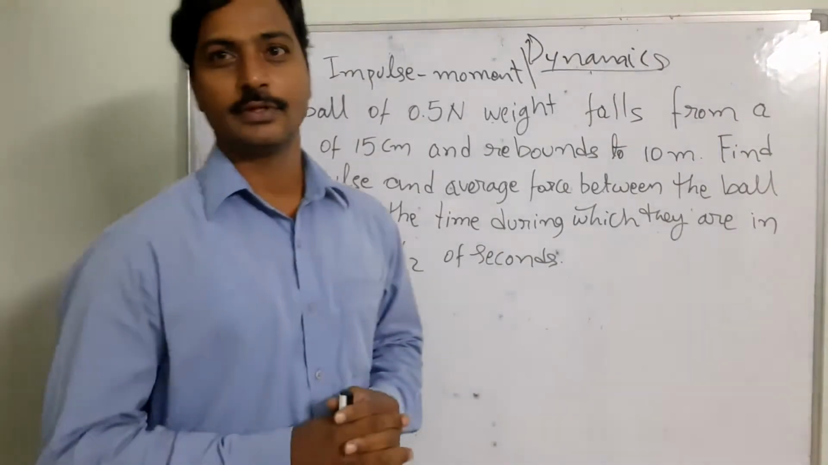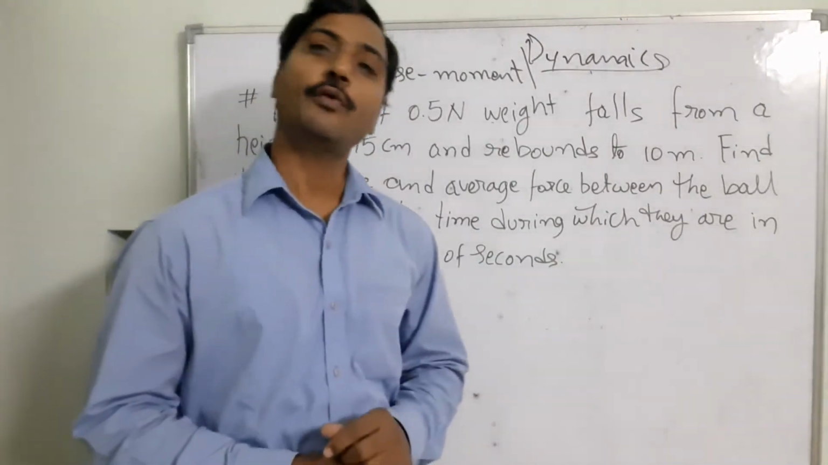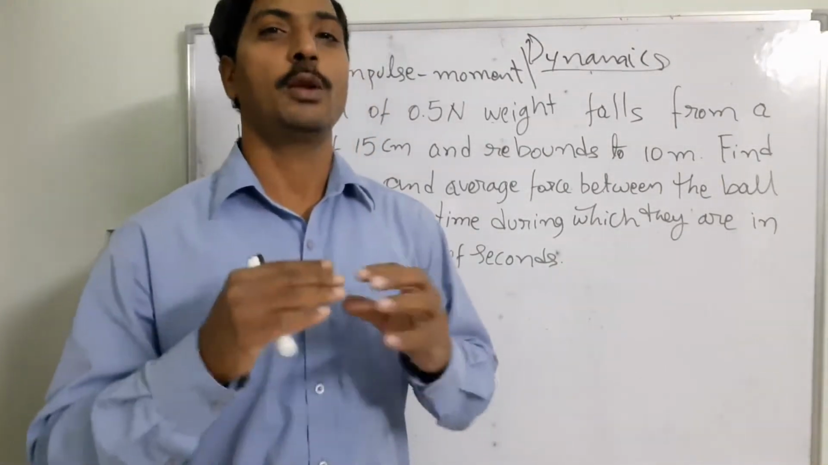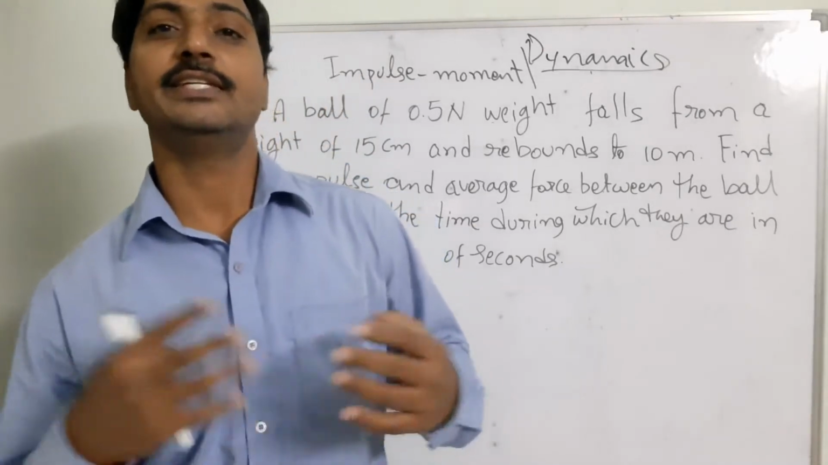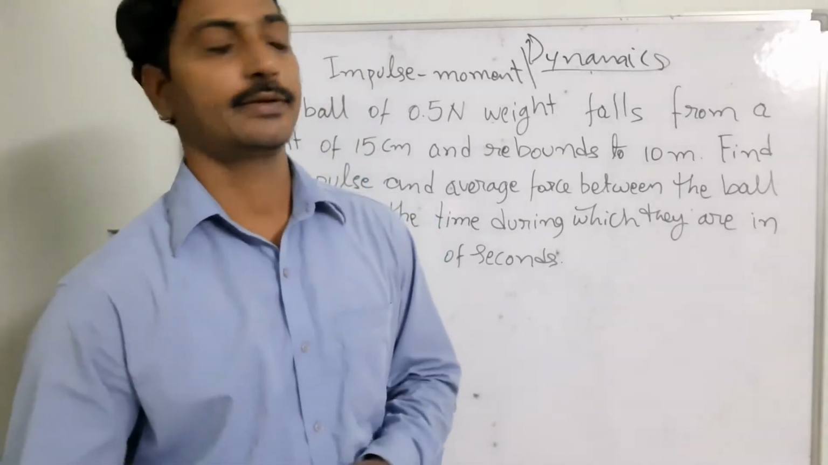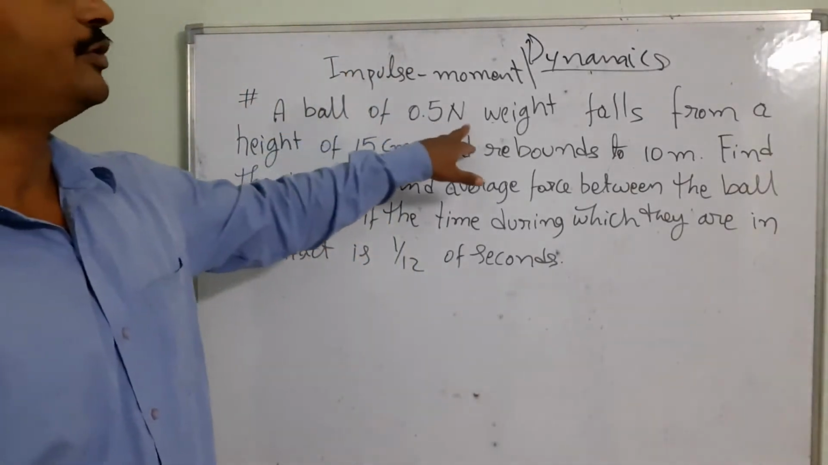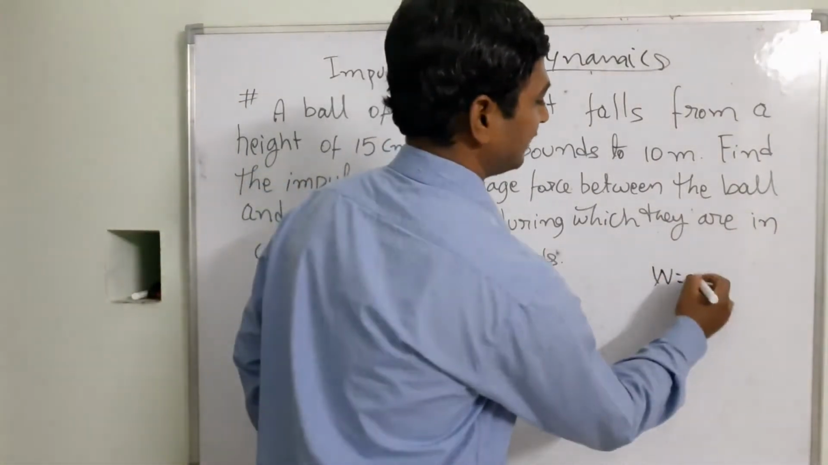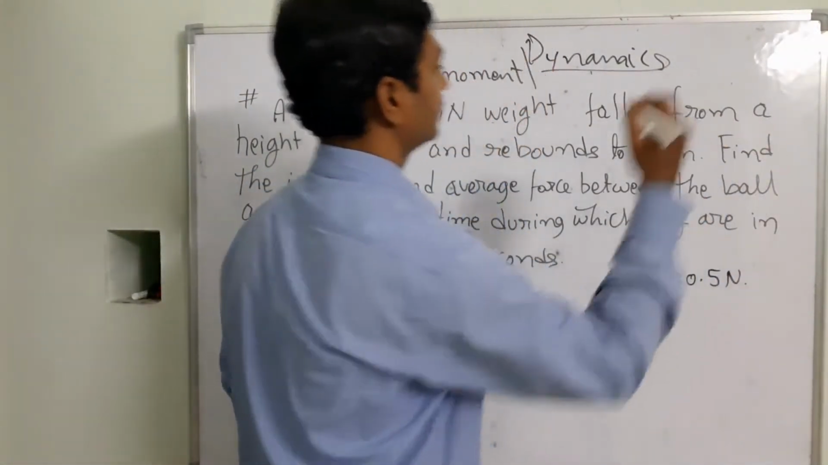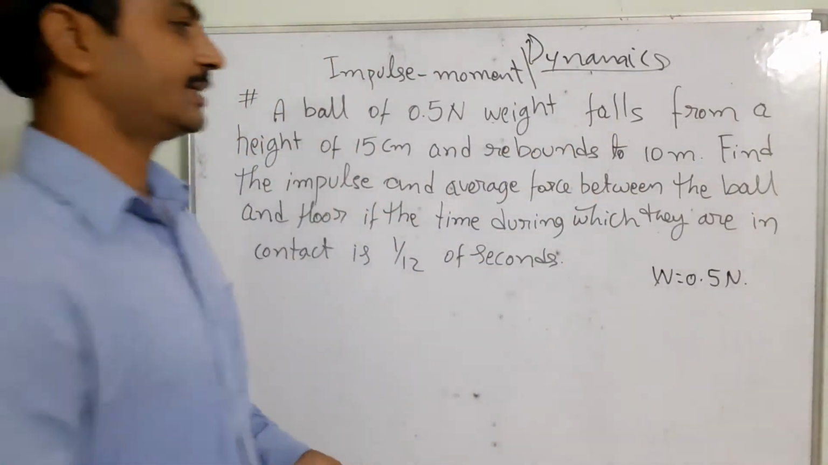Hello there. After the discussion of the impulse and the moment, now we are going to try to solve one problem on that, so that we can check whether the fundamentals are clear or not, right? So here is the problem: a ball of 0.5 newtons weight. So the weight of the ball is given as 0.5 newtons, and it falls from a height of 15 centimeters, right?